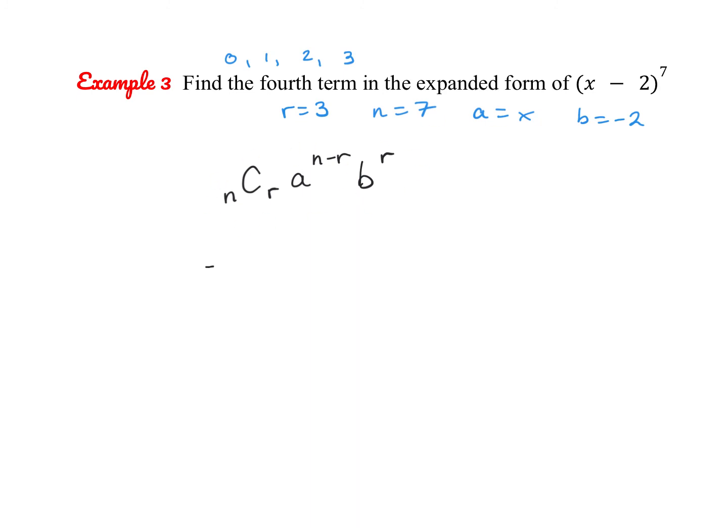So we're going to do 7 choose 3 times x to the power of 7 minus 3 times negative 2 to the power of 3. And then 7 choose 3, we could either use that formula that we learned for combinations, or your calculator can actually do this. If you're using the TI-30X calculator, you can look for a button on your calculator. It looks like this. It says PRB.